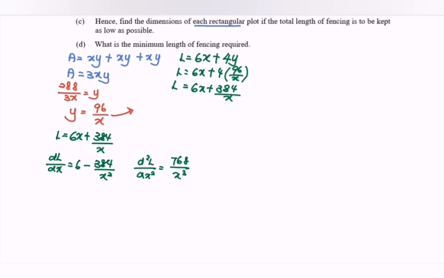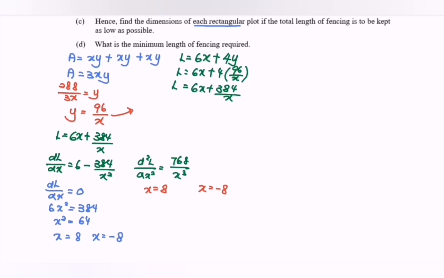Continue. Find the critical point. So we have dL/dx equal to 0. So 6x squared is equal to 384. So x squared is equal to 384 divided by 6. Then we have 64. So x is equal to positive 8, x is equal to negative 8. Next, we have to test the value. So if x is equal to 8, if x is equal to negative 8.